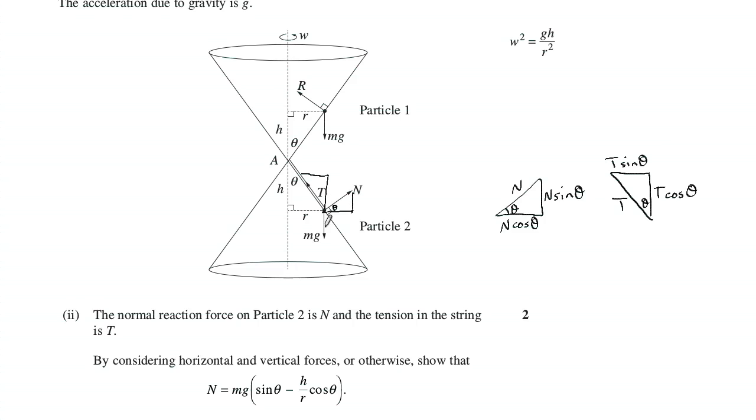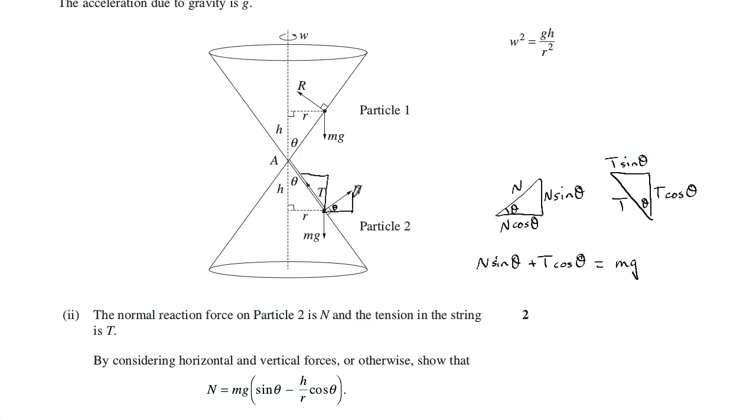Now what we can do with that is to say that those two vertical components have to balance out the gravitational force, because the particle isn't being accelerated up or down. It's just going round and round that way. So the sum of these two, the n sin theta plus the t cos theta, has got to balance out the gravitational force, the mg.